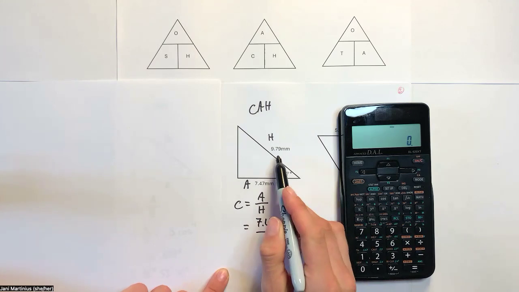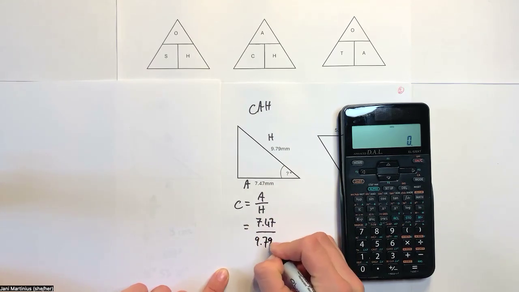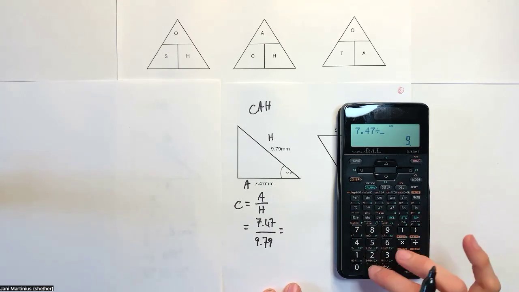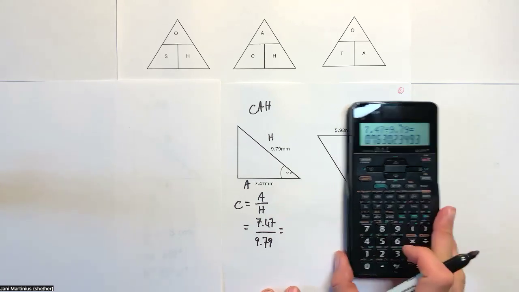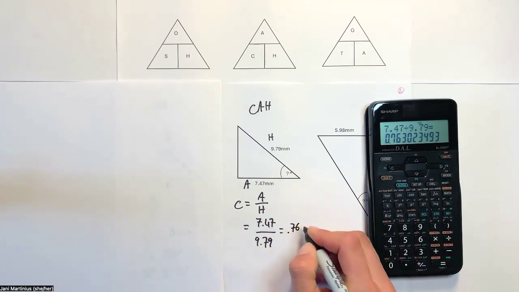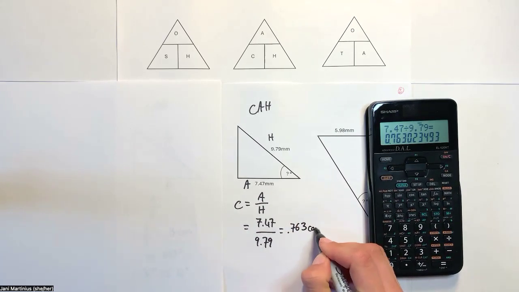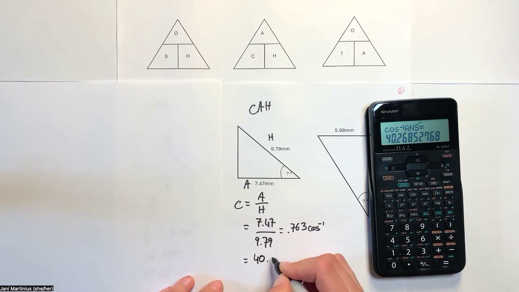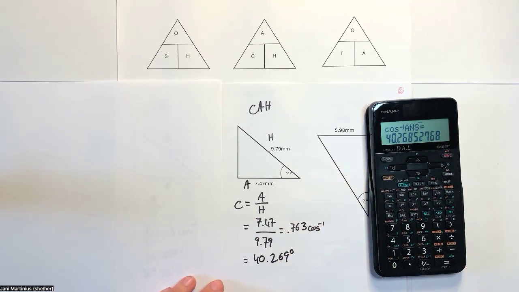7.47. H for hypotenuse, 9.79. 7.47 divided by 9.79 gives us a ratio, 0.763. And we're doing the inverted cosine function. Second function, cos, gives us 40.269 degrees for the angle that we were looking for. Again, second function, DMS button, gets us the degrees, minutes, and seconds.